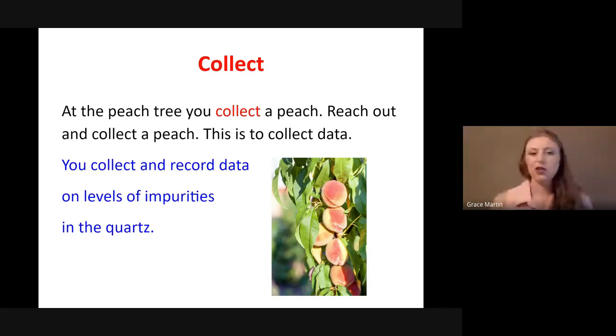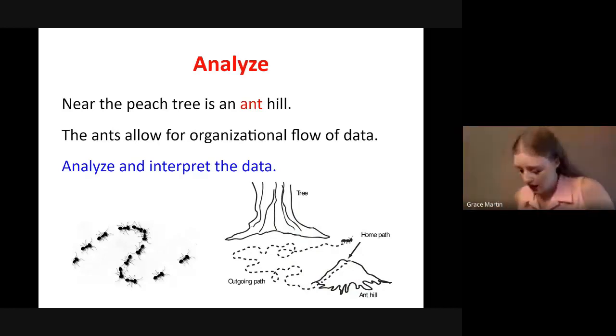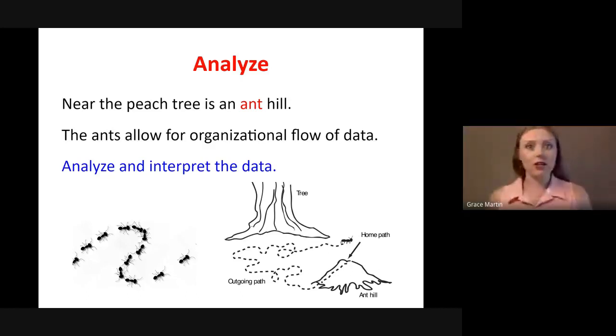In our example, we're collecting and recording data on the levels of impurities of quartz, because remember our question was at the quarry on quartz. So we're collecting data by taking these peaches off the tree. The next thing we are going to do is look down at the ground, because you dropped a peach. Oh no, where'd it go? Looking down at the ground, you see these little ants around. There's an anthill next to the peach tree. So since there's an anthill next to the peach tree, we think the ants are going to analyze. That's where we are going to analyze.